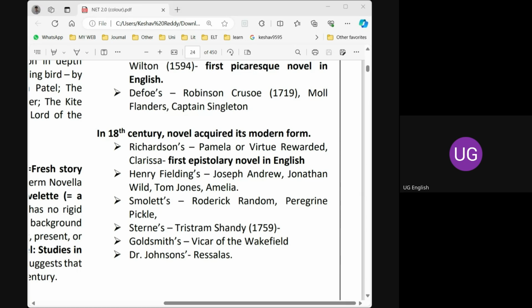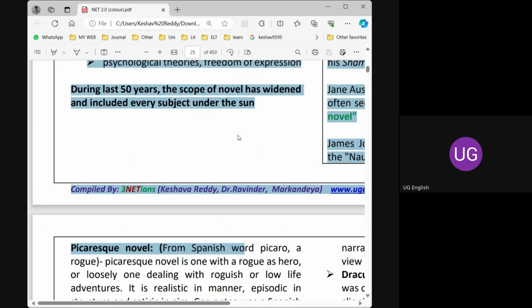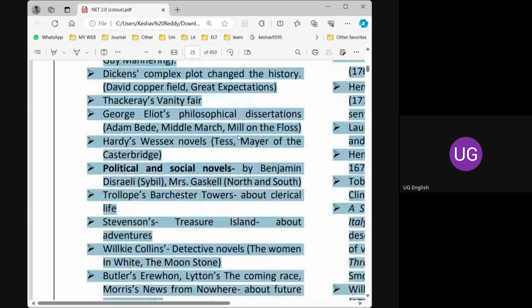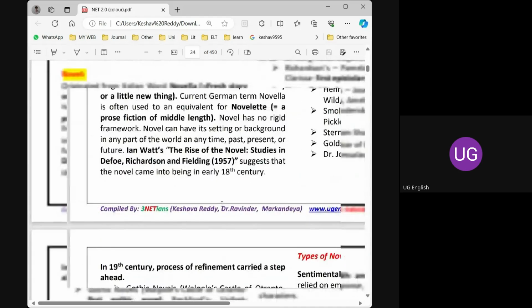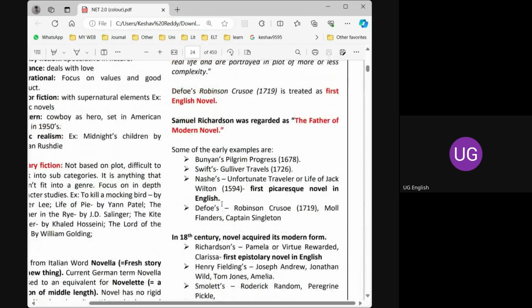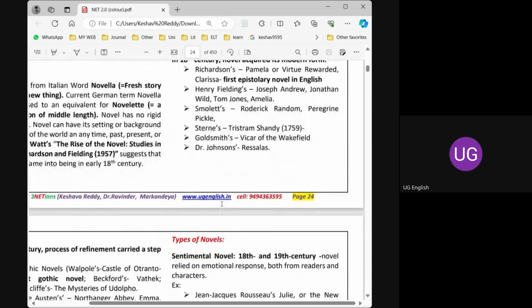And Goldsmith's Vicar of Wakefield, and Dr. Johnson's Rasselas. Rasselas is a philosophical novel, and we'll discuss all these novels in detail in the later classes. But I'm just giving you the names of the important genres here, subgenres of the novel.